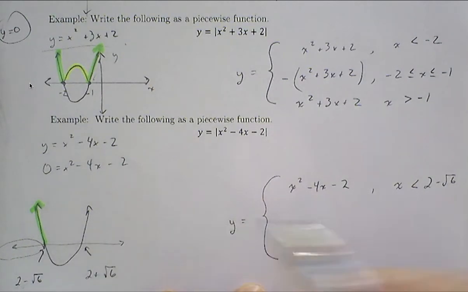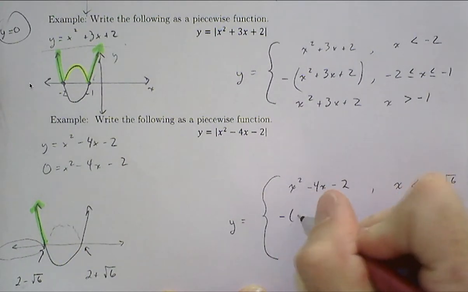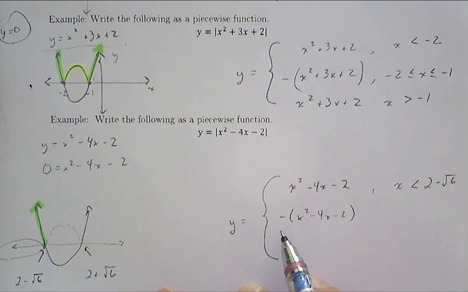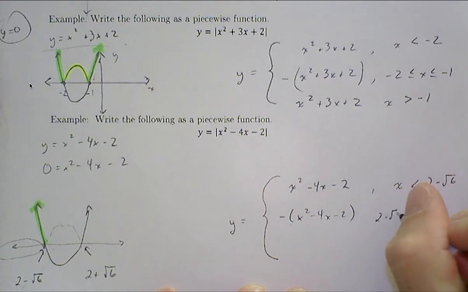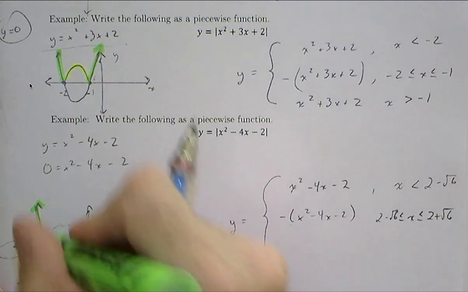Now in the middle here, we're going to have to reflect this thing. So let's simply put a negative sign in front to indicate that I've reflected it. In what domain? Well, in between these two x values. There's my green graph.